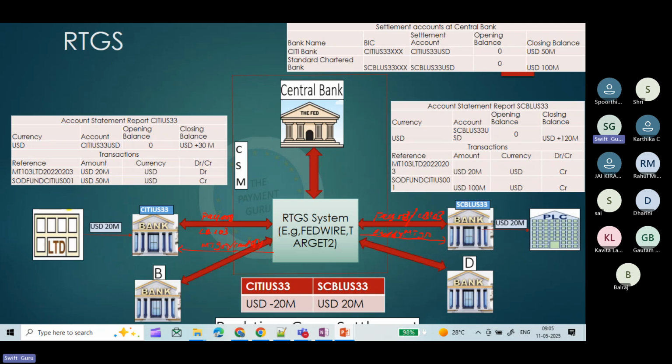I'll explain the flow of this RTGS payment. I've taken an example here. Let's say Fedwire is the example, their high-value payment system, which is similar to your RTGS in India. There are different banks who would be participating in the RTGS payment. So there is an onboarding process to onboard these local banks within the system. Once that is done, they will agree to the terms and conditions for this kind of system as well, similar to that of ACH. And they will have a settlement account held at the central bank as well.